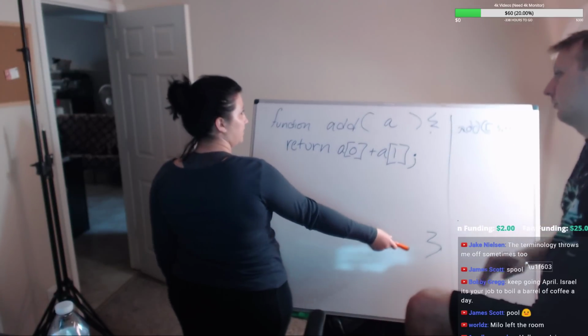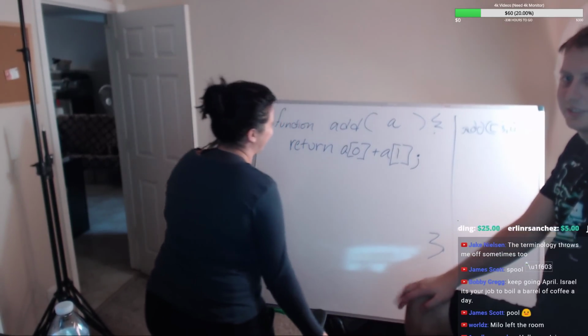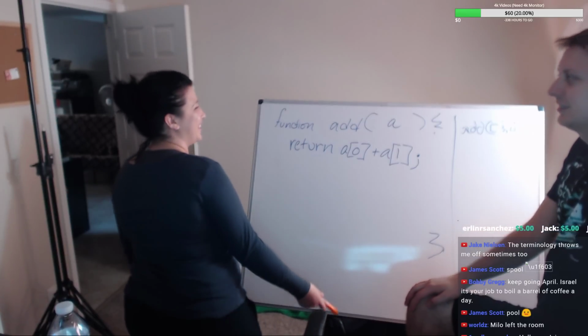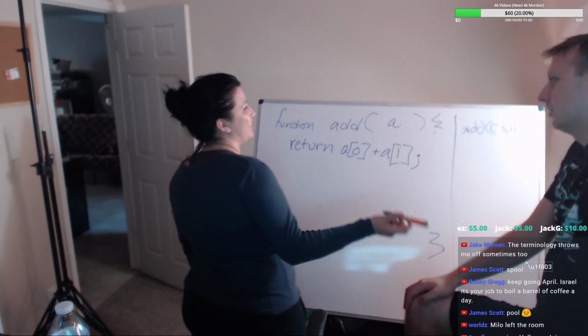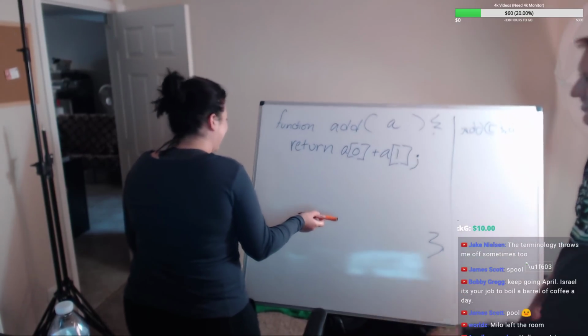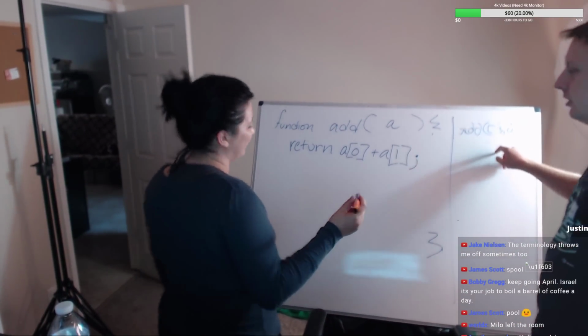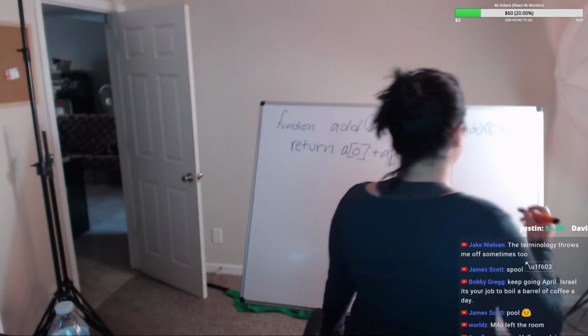Starts with an A. It's not an array either. I told you it's not array. It wasn't a trick statement. It's arguments. These are the arguments that go into the parameter, okay?